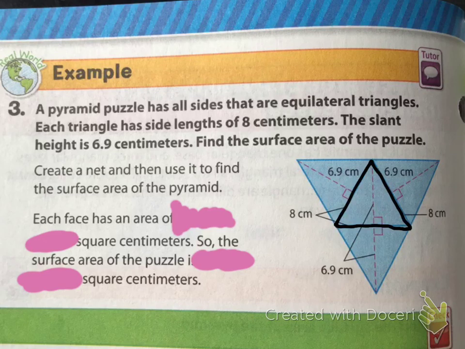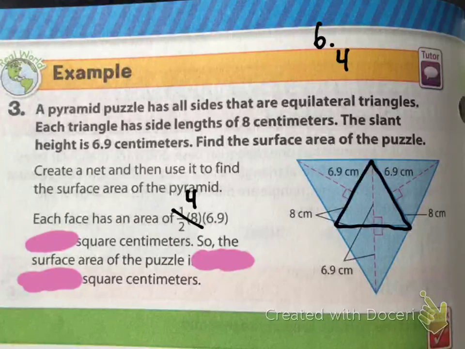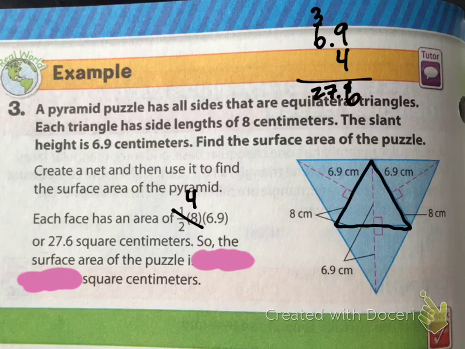So each face has an area of, and it's a triangle, which means it's going to be one half. Our base is 8, and our height is 6.9. One half times 8 is 4. If we did this up here, 4 times 6.9. 4 times 9 is 36. 4 times 6 is 24. We get 27. We bring our decimal. So we get 27 6/10 square centimeters.